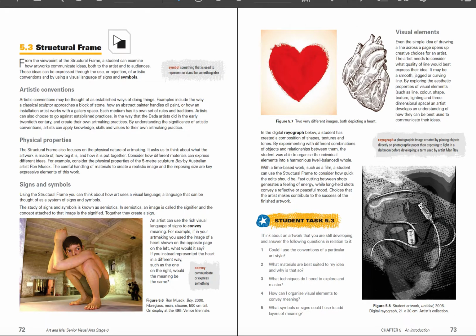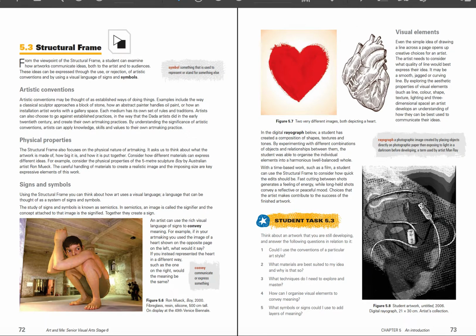Okay, enough of that. So your task is student task 5.3. Think about an artwork that you're still developing. So we're still looking at your body of work. What are you exploring this term? What are you going to push? What do you want to do? And answer the following questions in relation to it.